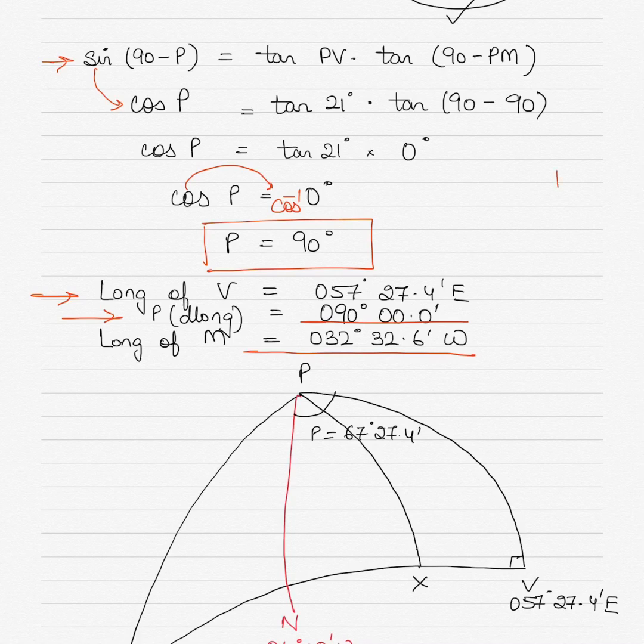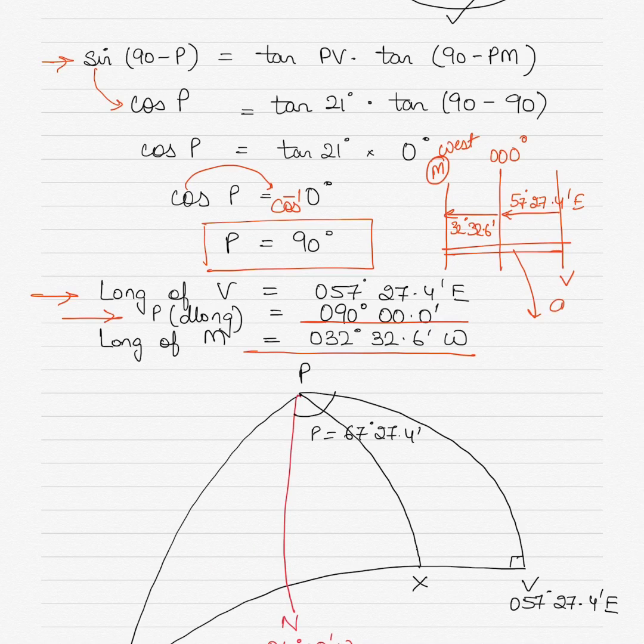Why? Because if, imagine this to be the longitude of the vertex, 57 degrees 27.4 minutes east, you go all the way to the prime meridian, this is 57 degrees 27.4 minutes east, this is 000 degrees, yes, but your D long is 90 degrees, so you have to go further by 32.6 into the west. This is M, this is west, and you have to go further 32 degrees 32.6 minutes, because all together this value gives us 90 degrees of D long. That's why the longitude of M is 32 degrees 32.6 minutes.